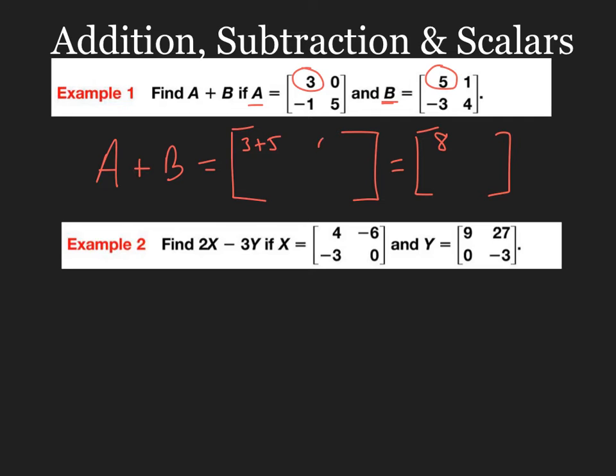The next one's going to be 0 plus 1. So that's element first row, second column, so 1, 2. So that's going to be 1. And negative 1 plus negative 3 for these down here. And that's negative 4. And element 2, 2, 5 plus 4. And I get 9. Is it that easy, you said? Yup, it is that easy.